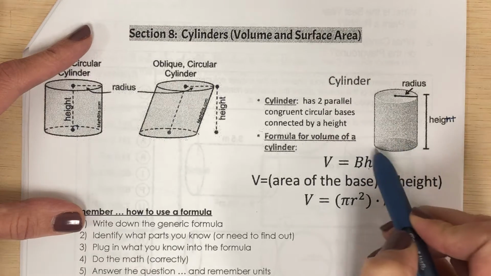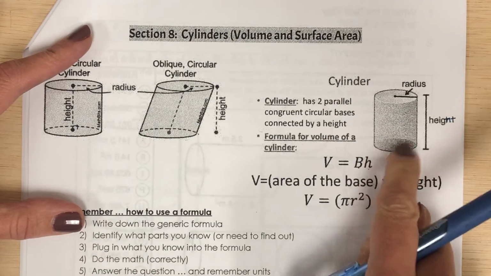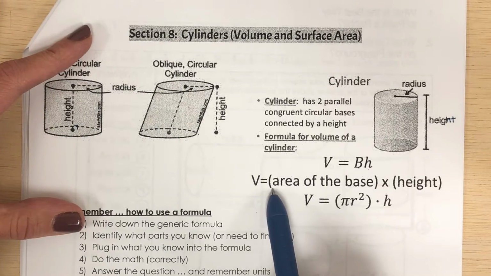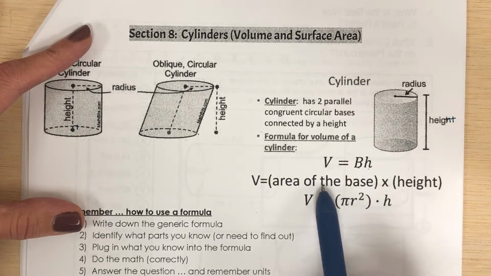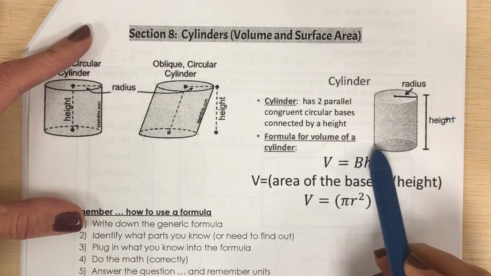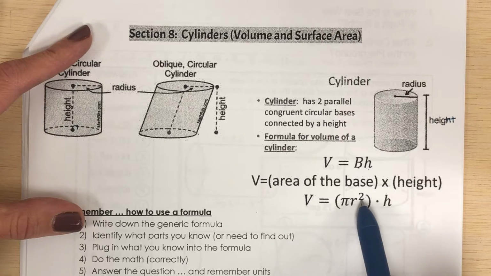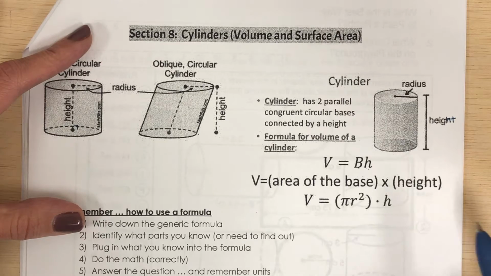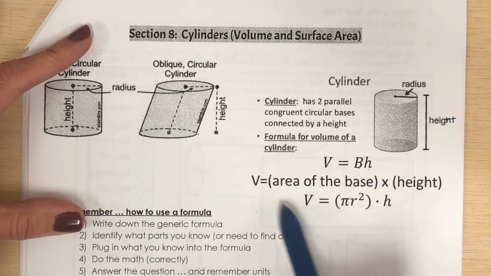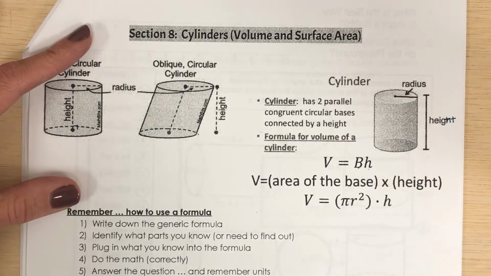So it's basically the area of this, and then how many of those bases are stacked on top of each other. You could say it's the area of the base, big B, times the height. And then the area of the base, it's a circle, so the area of the base is pi r squared. That's the area of a circle times the height. So all of these are the exact same formula, just written a different way.